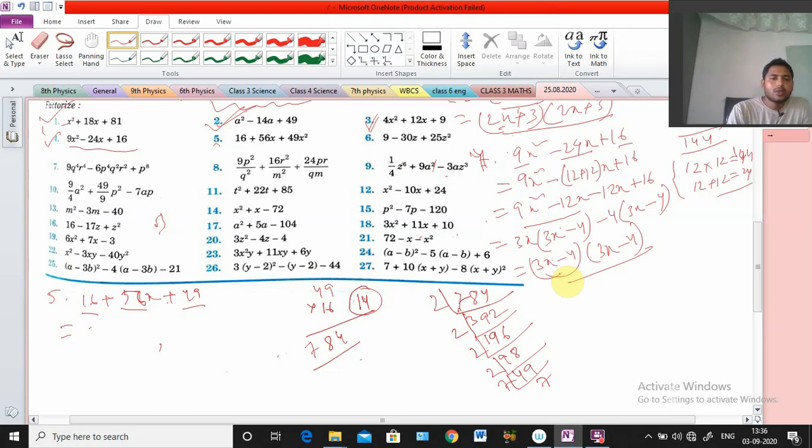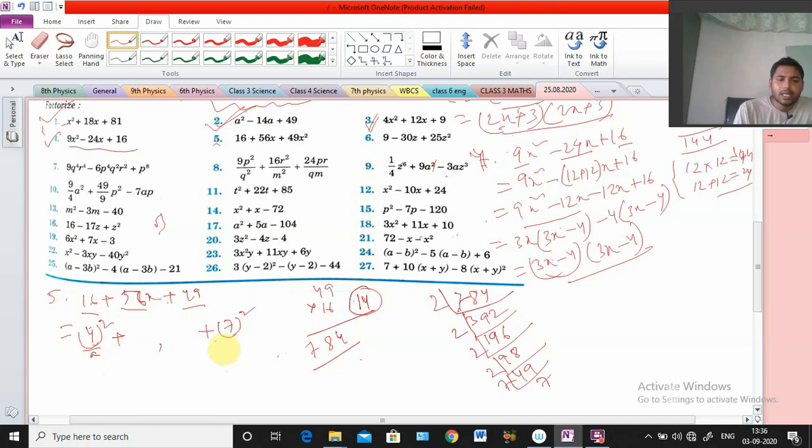Okay, see, this one we will do by another process. 16 means we can write 4 square. Plus, keep this portion like that, a square plus this portion. Later we will write 49 as 7 square. We can write it, can't we, sir? Okay, so a square and b square are finished.